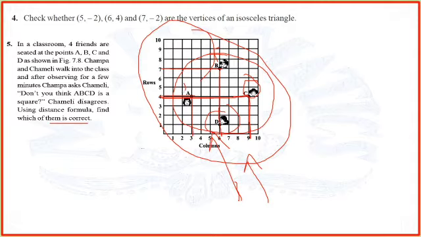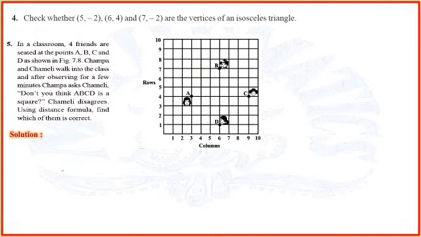Now our task starts from here: we have to find the distance of AB, the distance of BC, the distance of CD, and the distance of AD. So this way we have to find all these four distances. If these four are equal, and the diagonals are also equal, then we say that these four students form a square, otherwise not. So Chameli disagreeing means either Chameli is wrong or Champa is wrong. The question will decide the result. So here we start the solution.